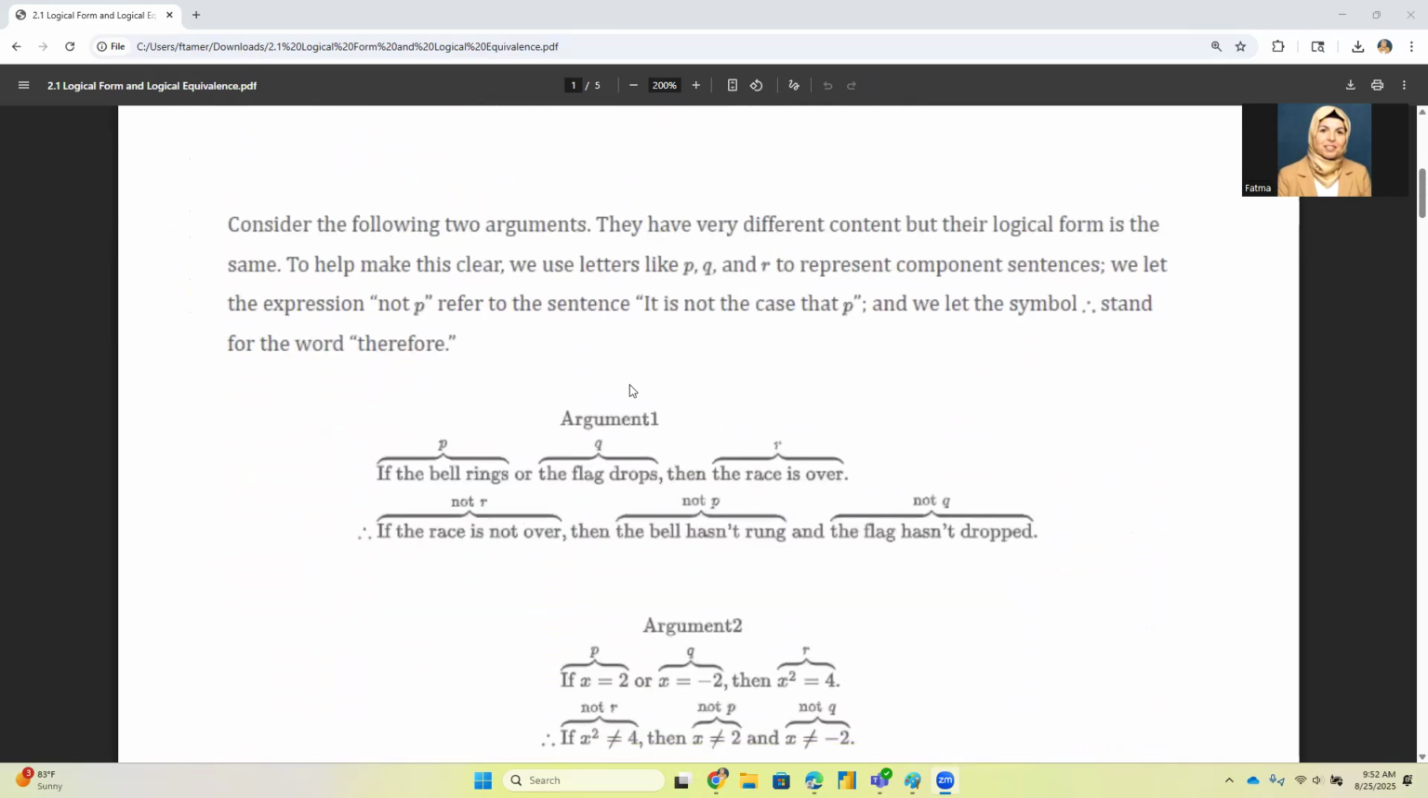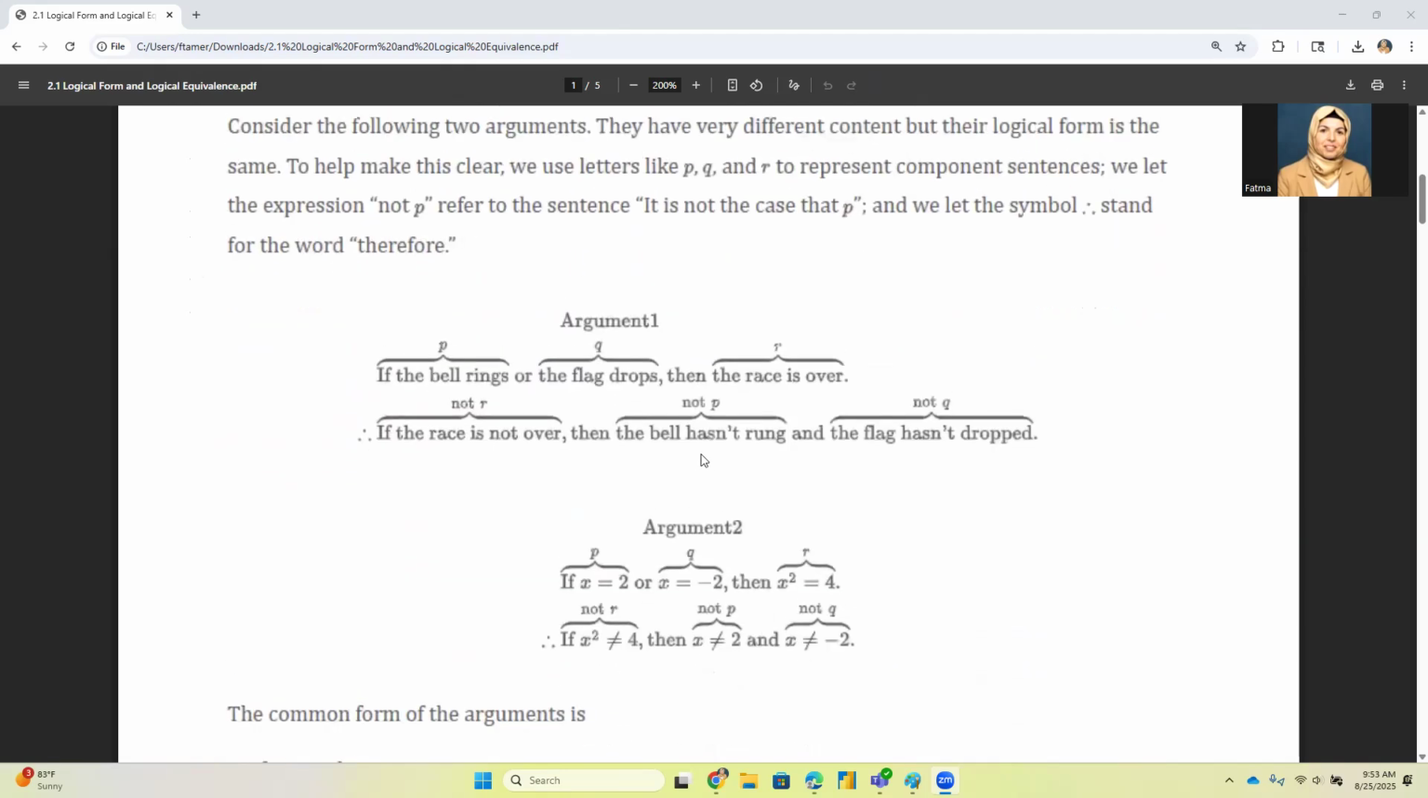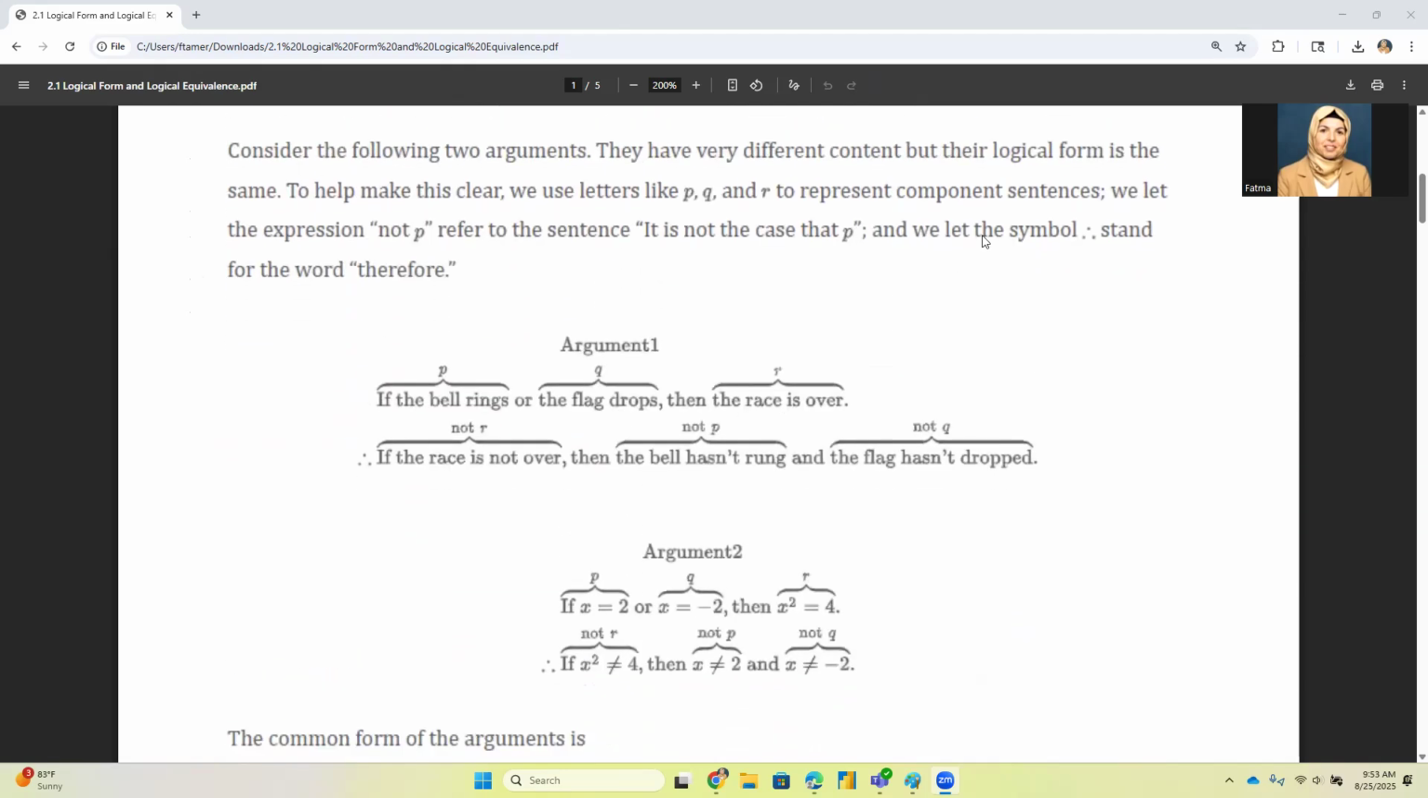So we're going to take a look at these two arguments. They have very different content, but their logical form is the same. We're going to use letters like P, Q, and R to understand their form. We're also going to use not P, which is the negation of P. So this is argument one, this is argument two. They have completely different content, but we're going to see that the logical form is the same.